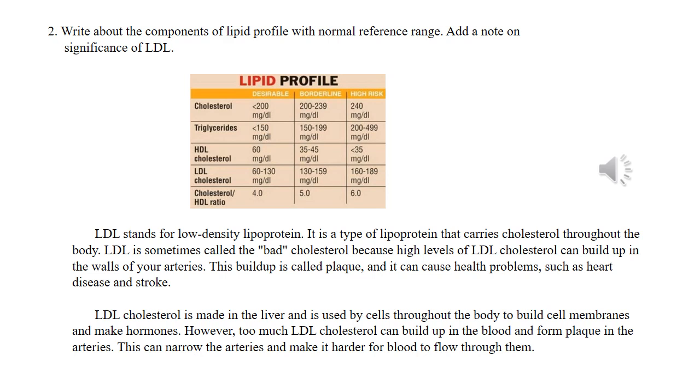LDL cholesterol is made in the liver and is used by cells throughout the body to build cell membranes and make hormones. However, too much LDL cholesterol can build up in the blood and form plaque in the arteries. This can narrow the arteries and make it harder for blood to flow through them.